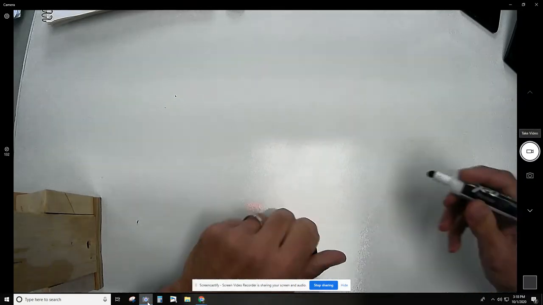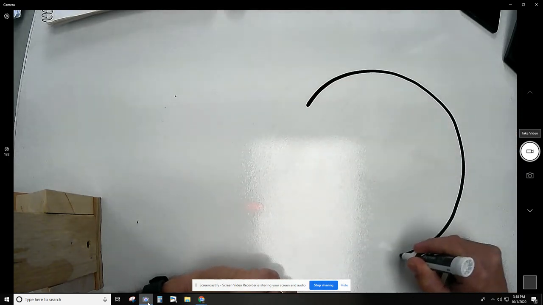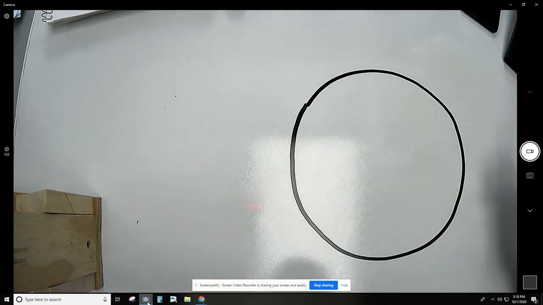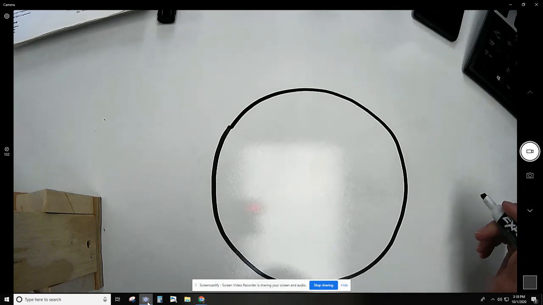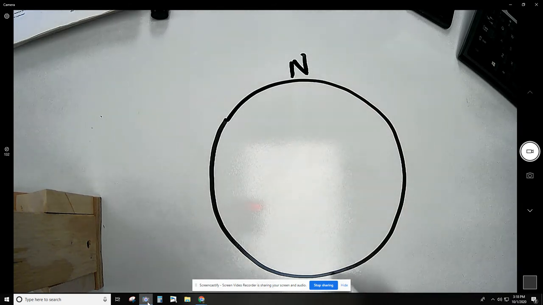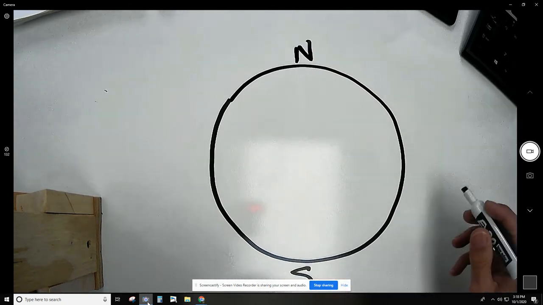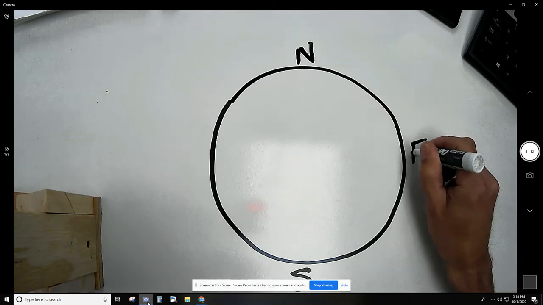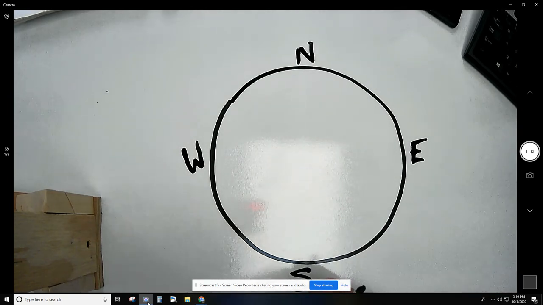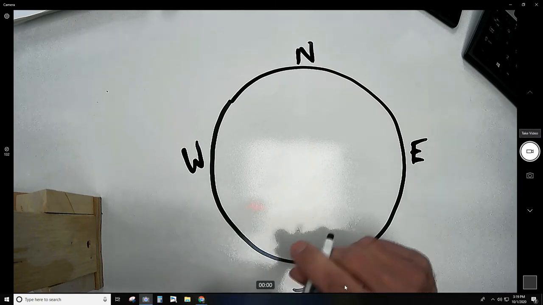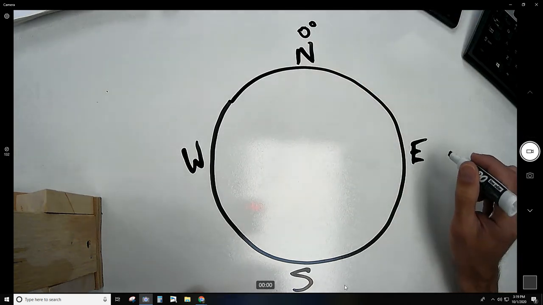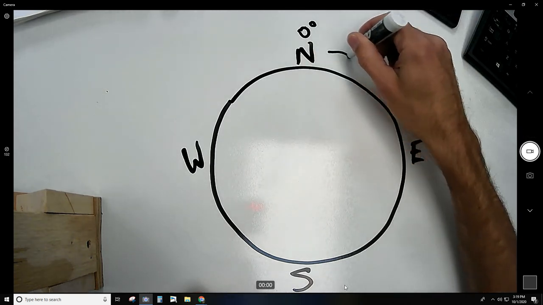That sounds complicated, but let me describe it on the whiteboard. Imagine you have a bird's eye view, looking down on the ground. The horizon is the circle around you. Let's say the top of the circle is north, the bottom is south, and we have east over here and west over here. Now, north represents 0 degrees for azimuth, and we work our way around the circle clockwise.